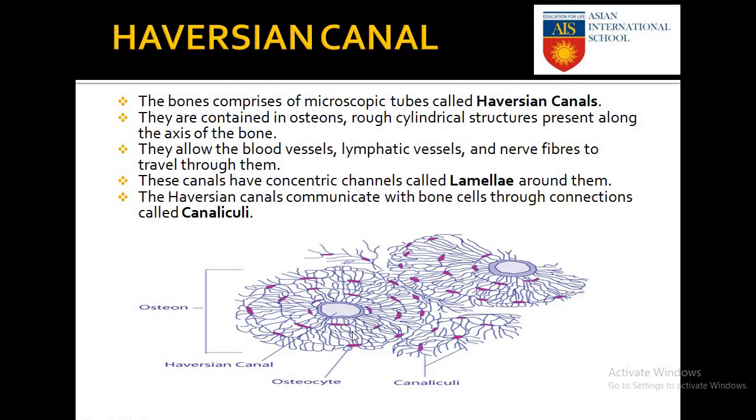This Haversian canal has concentric channels which are called lamellae around it, and the Haversian canal communicates with bone cells through connections, where one bone cell connects with the other bone cell. How? With the help of the canaliculi. And this red color is osteocyte, which is a bone cell.